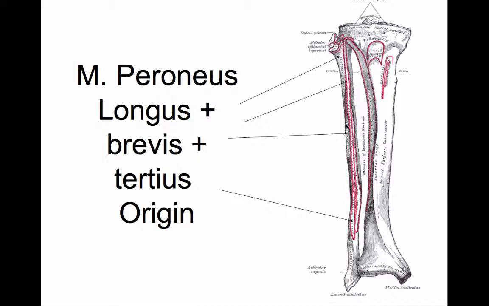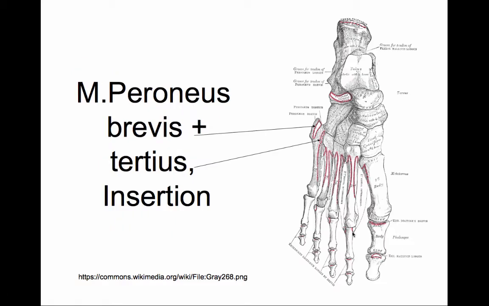Here you see the muscle origin. This is on the front of the fibula. And the insertions are here on the upper part of the foot, just in the middle here, where the metatarsal bones start. This is from upper, the dorsal side of the foot.